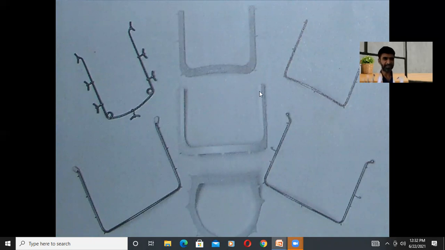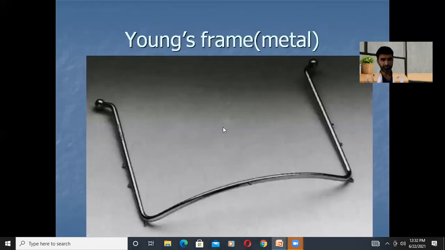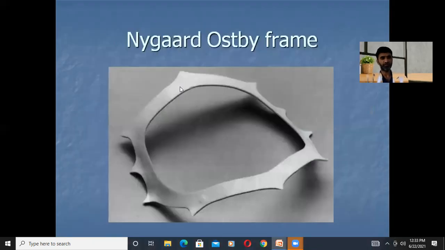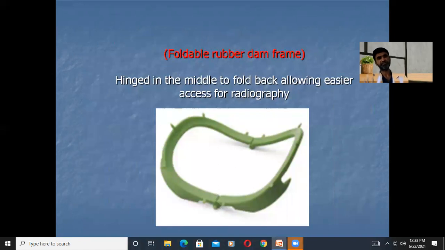This is a metal clamp, this is a plastic clamp, and this is the Young's frame. As I mentioned, this is the Young's frame in metal, and this is the same Young's frame in plastic, made of nylon. This is especially for endodontic procedures, as I mentioned earlier. This is the Nygaard-Østby frame, and this is the foldable frame, hinged in the middle to fold back for easier access for the radiograph. When we're taking the radiograph, we close it for the convenience of the operator.